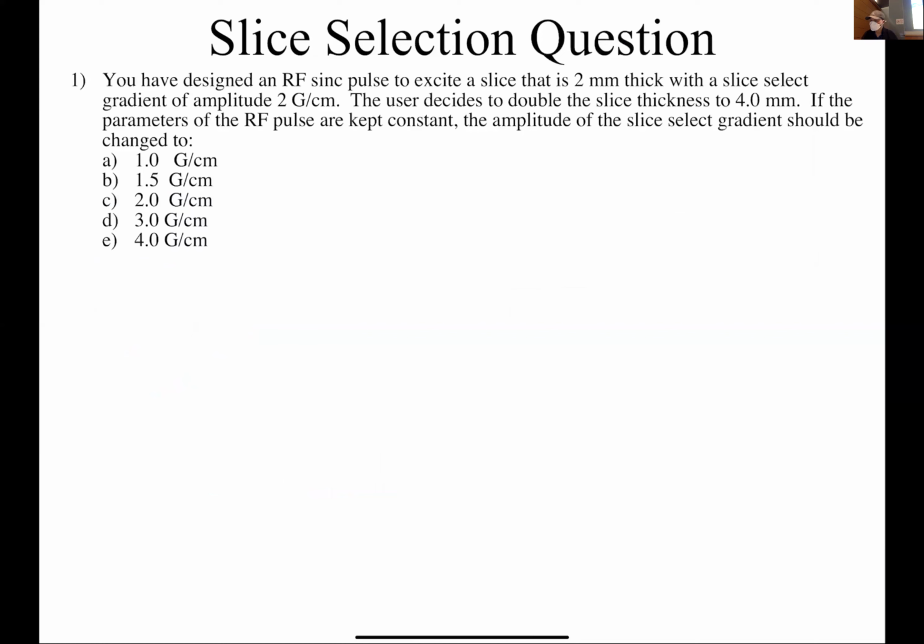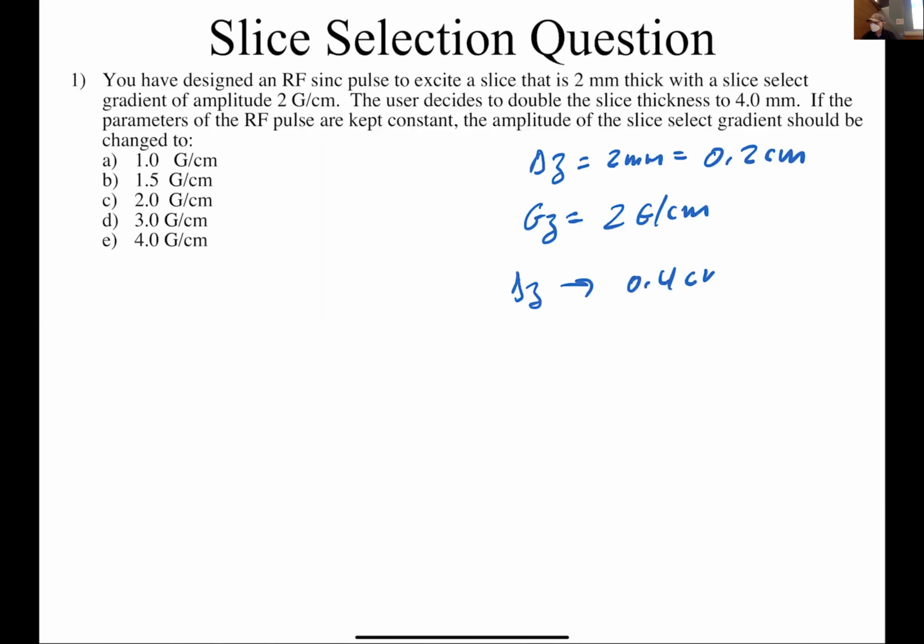Okay, so this is a good problem to think through. We'll open up the poll for this, and then we'll do it in person as well. So you design an RF sinc pulse to excite a slice. So delta Z equals 2 millimeters, equals 0.2 centimeters, right? And I said that G sub Z equals 2 Gauss per centimeter. Now, as is very common, the user says, I don't want a 2 millimeter slice, I want a 4 millimeter slice. So delta Z changes to 0.4 centimeters. Okay. So the question is, what should we change G sub Z to be?